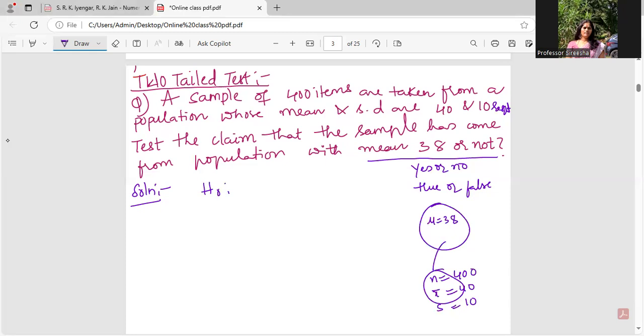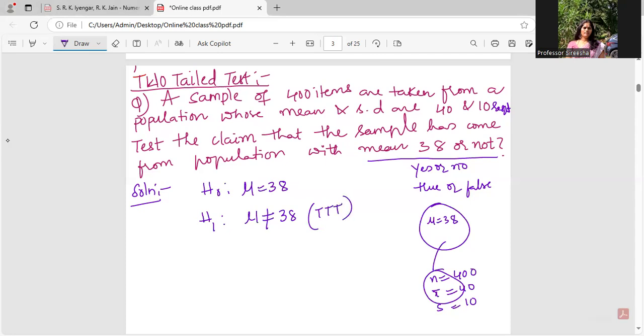So what would be my H naught? Always in terms of the standard terminology, that is the population parameters, I'll be setting my H naught, that is mu is equal to 38. What would be my alternate hypothesis? H1 or HA, whatever is the notation, both are acceptable. Since it is given mean is equal to 38 or not, I'll be going with the not equal to condition. Even yes or no, true or false, right or wrong, all those things come under two-tailed test.